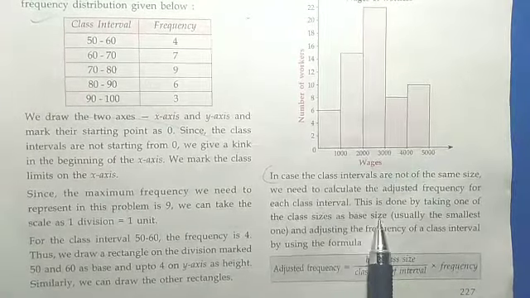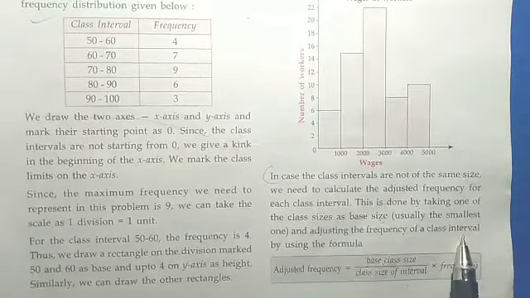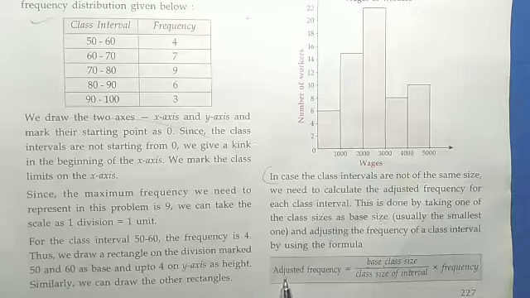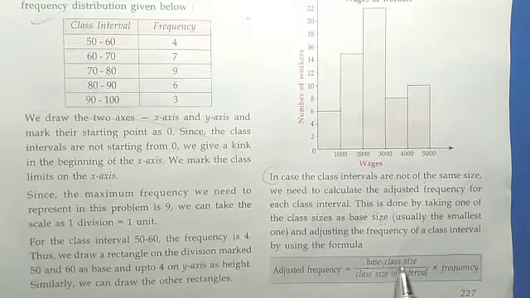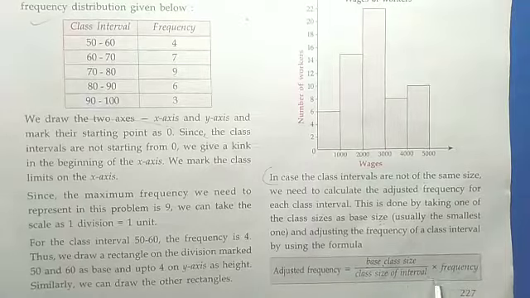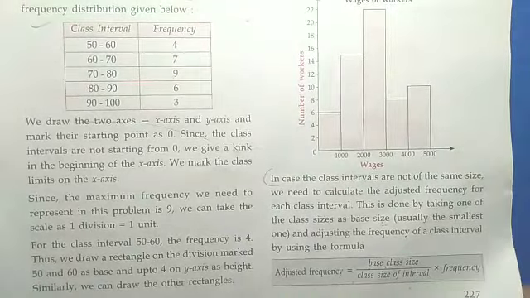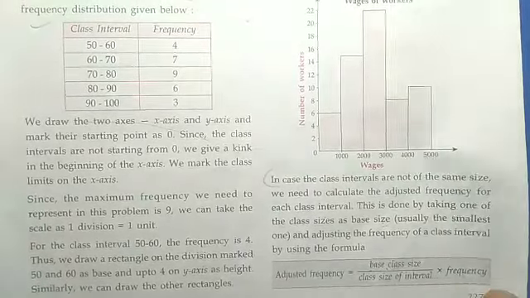We choose it as the base size, and adjust the frequency of a class interval by using the formula: adjusted frequency is equal to base class size divided by class size of interval, into frequency. After that only we can draw the histogram. So here is an example.